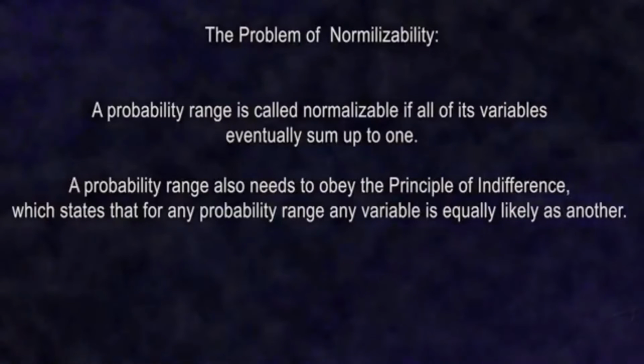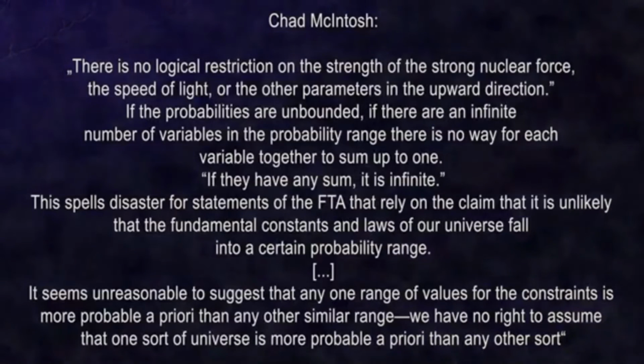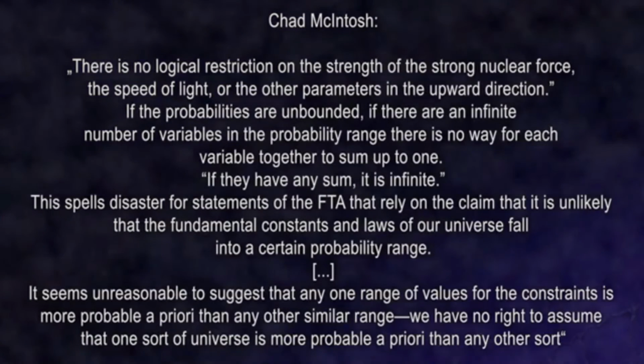The problem of normalizability. A probability range is called normalizable if all of its variables eventually sum up to 1. A probability range also needs to obey the principle of indifference, which states that for any probability range, any variable is equally likely as any other. But as Chad McIntosh writes, there is no logical restriction on the strength of the strong nuclear force, the speed of light, or the other parameters in the upward direction. If the probabilities are unbounded, if there are an infinite number of variables in the probability range, there is no way for each variable together to sum up to 1. If they have any sum, it is infinite.